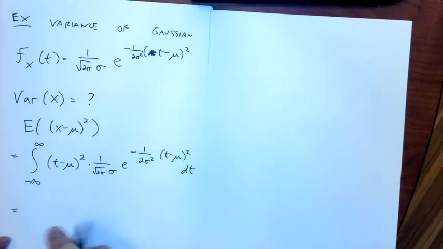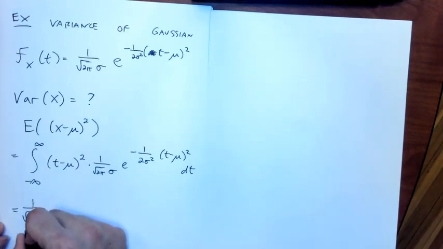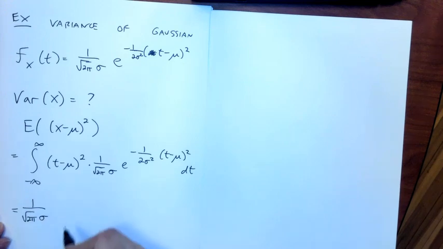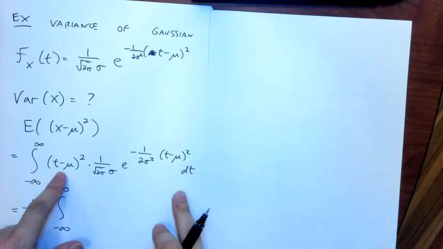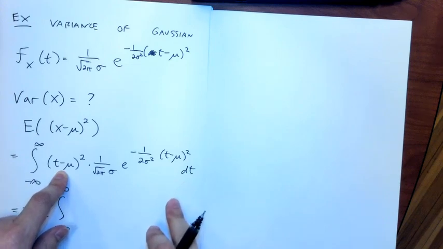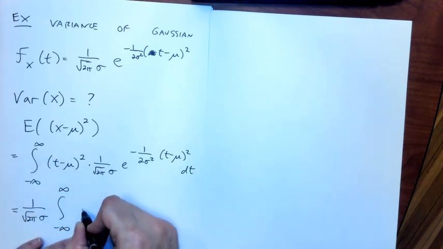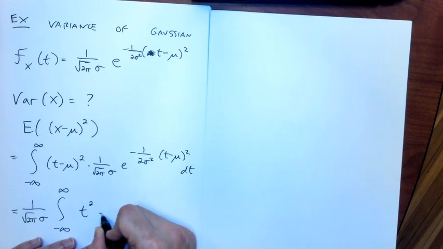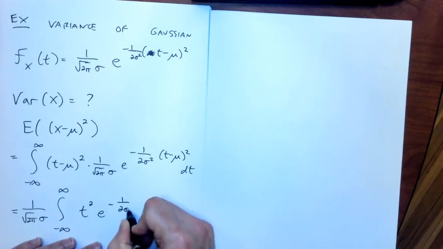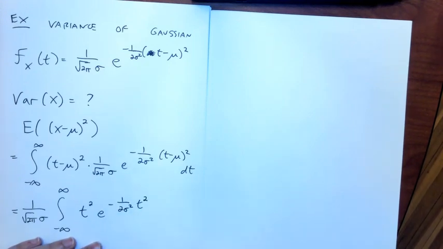Well, one thing I can do is move the constant out here. I can also do a quick change of variables because I know that shifting things by the mean is not going to change this computation, right? So I'm going to do a quick change of variables from t minus mu to t, to make everything nicely centered in the middle, making for a nicer looking integral.